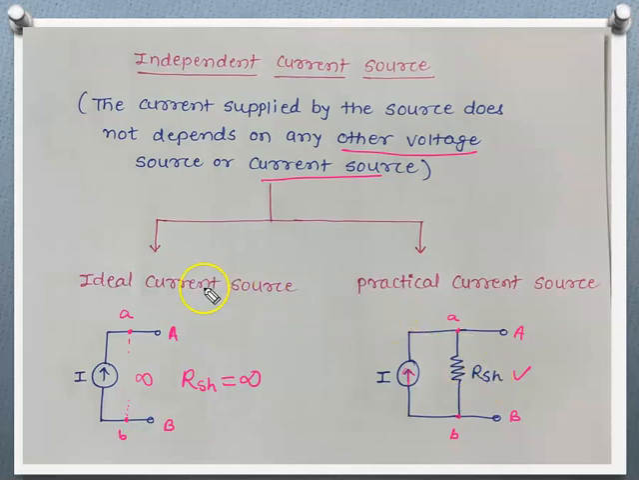And always in case of current source, the internal resistance is added in parallel with the source, and in case of voltage source, the internal resistance is added in series with the source. Okay, remember this.